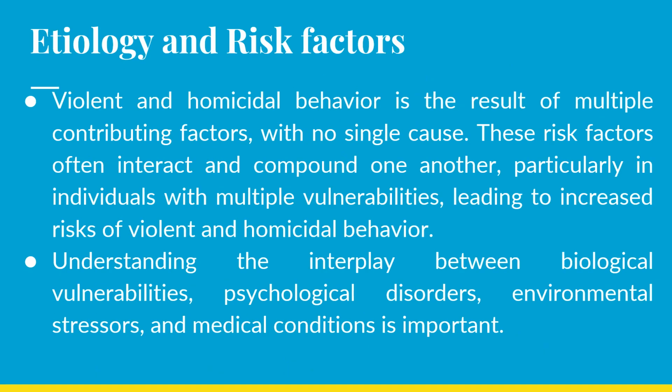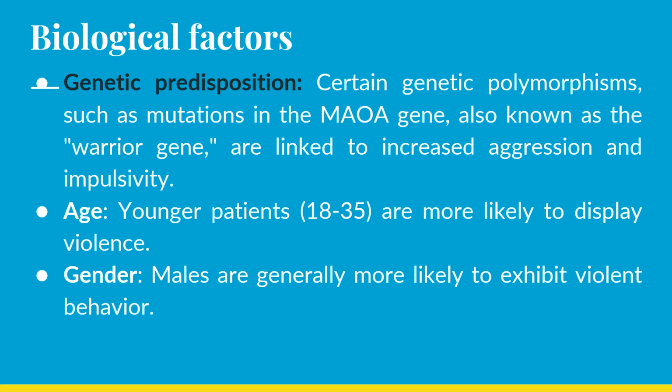What are the etiology and risk factors? Again, the biopsychosocial model of disease is quite important here as well. The interplay between biological vulnerability, psychological and environmental stress, and medical condition is important in understanding the etiology. So genetic predisposition: there is a gene called the MAOA gene. There is a mutation or polymorphism in that. This gene is also known as the warrior gene, which is linked to increased aggression and impulsivity. Again, younger age group, especially 18 to 35, and male gender are more prone to violent and aggressive behavior in comparison to female. But it doesn't rule out that females won't be violent or aggressive.